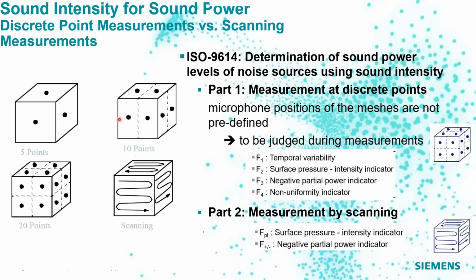And following these ISO 9614 standards, there are some judgment criteria established in them to tell us what size of grid is needed and how many points on the grid are needed. They tell us there are some data quality indicators governed by F1 to F4 for the discrete point measurement, and there are 2 criteria similarly for scanning. Using either of these 2 techniques, you can compute the sound power from that.